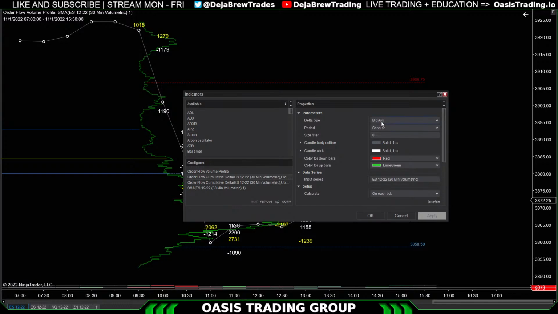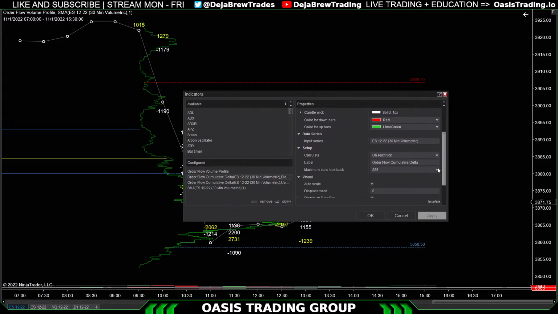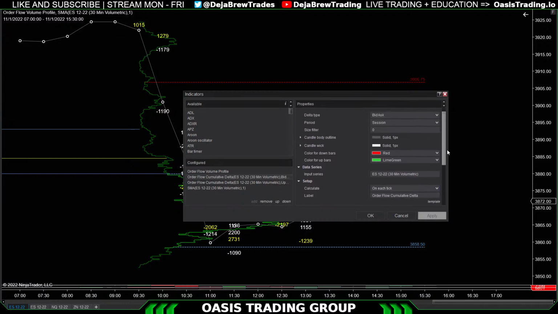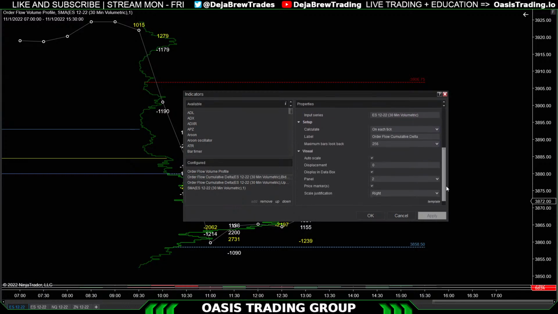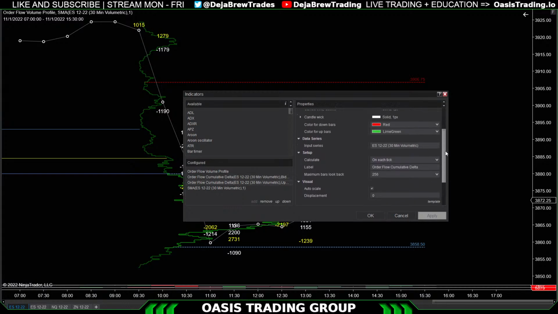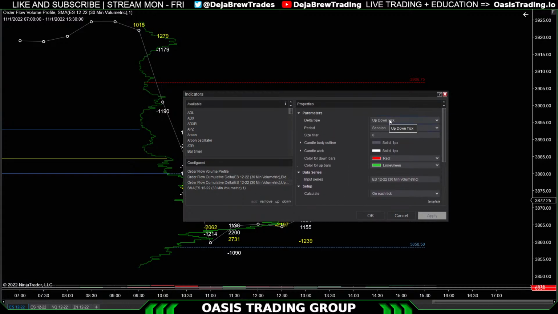The first one is set to bid and ask with a 0 size filter, calculating on each tick. Yeah, that's the bid and ask one. And then the second one here is the up-down tick. So if you want to look at the ticks, you would use up-down tick.